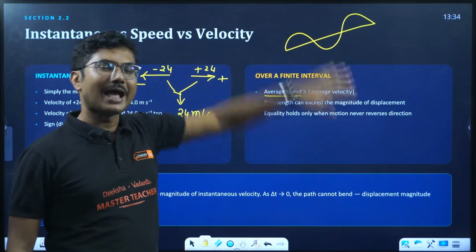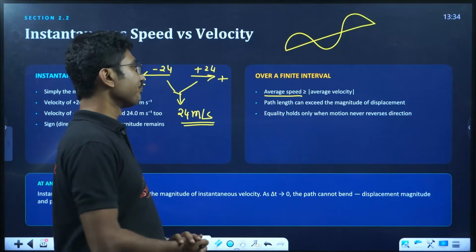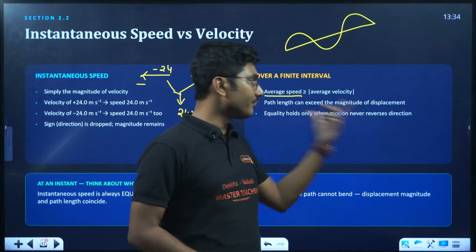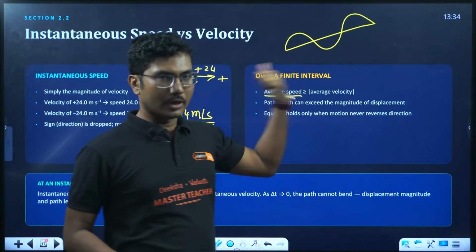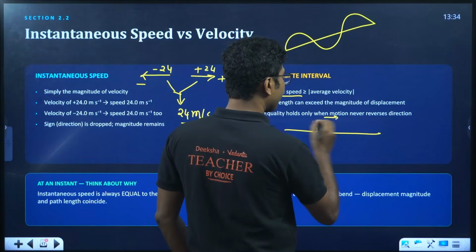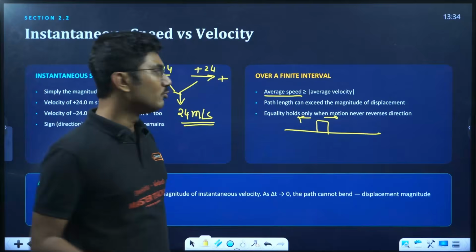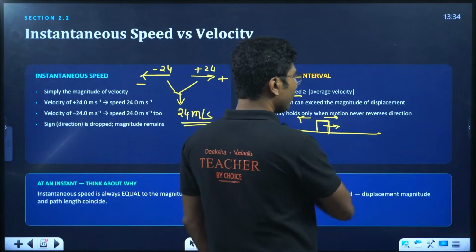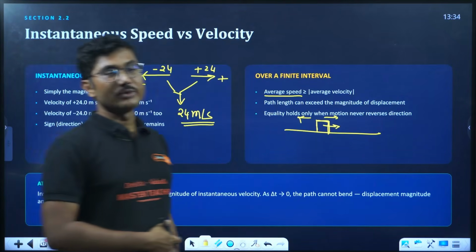So in that case, average speed will always be a bigger quantity than average velocity. Equality holds only when the motion never reverses direction. For motion in a straight line, it can only be going forward and backward; curvature motion is not possible. So when the object is moving in one fixed direction, without changing its direction, then average velocity and average speed will be equal.